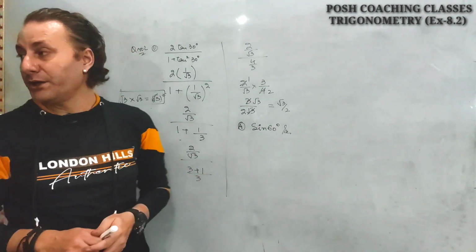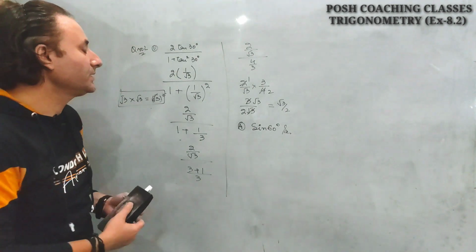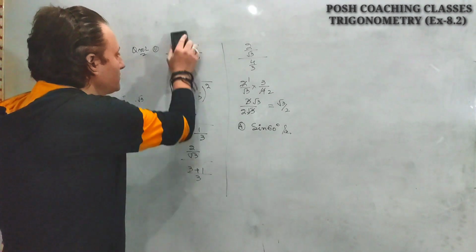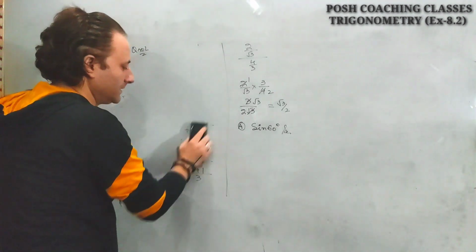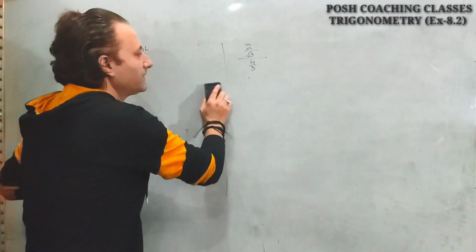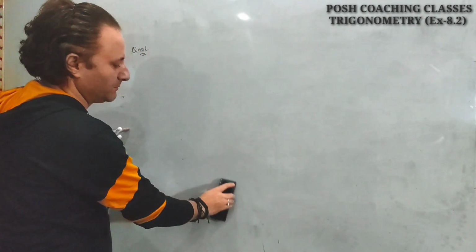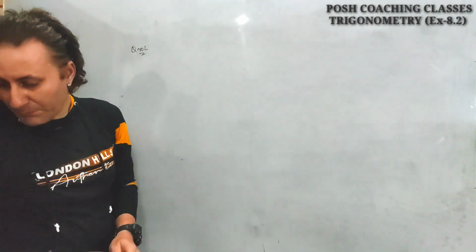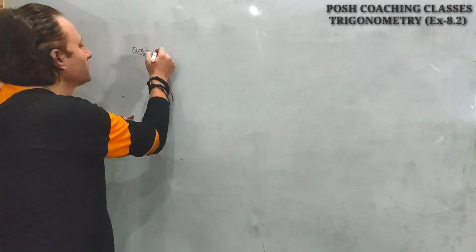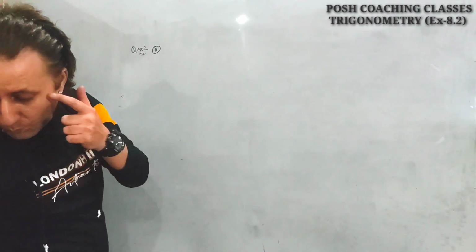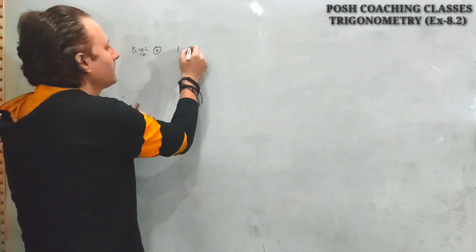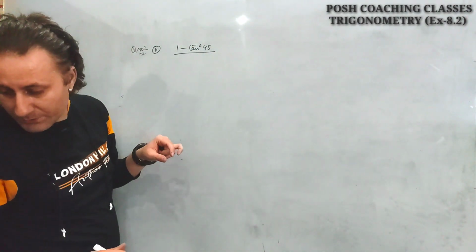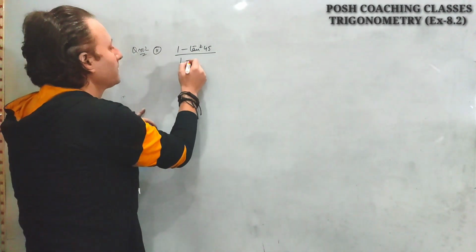That's clear. And mind you, this is an important question. This question comes in your paper, your examination, quite often. So just make sure that you are good enough with this as well. So this finishes part number 1 of question number 2. Let me go to part number 2. Now part number 2 says 1 minus tan square 45 divided by 1 plus tan square 45.